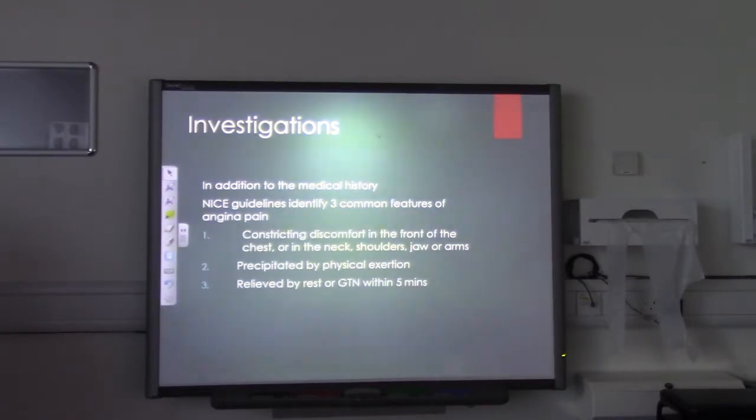Investigation. NICE guidelines identify 3 common features of angina pain. One is this idea of constricting discomfort in the front of the chest or in the neck, shoulder, jaws or arms. And this tends to be precipitated by physical exertion and relieved by rest or GTN within 5 minutes. So they're the 3 common features of anginal pain that the NICE guidelines have identified.